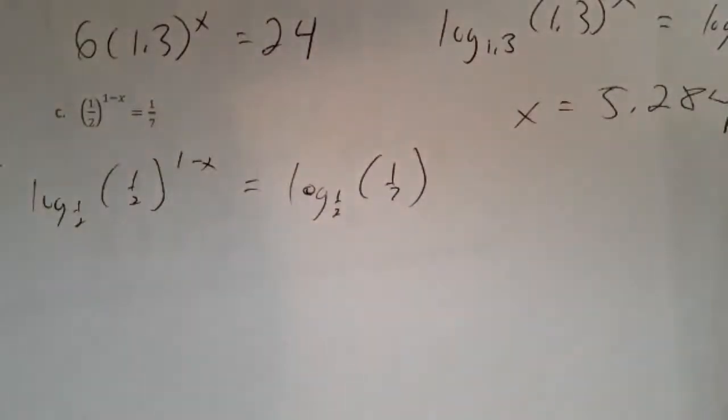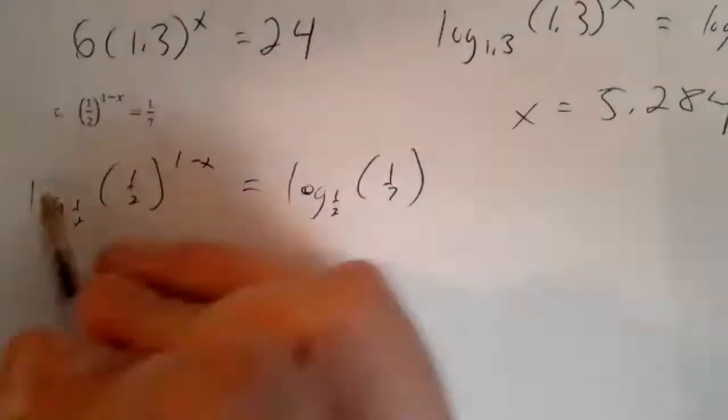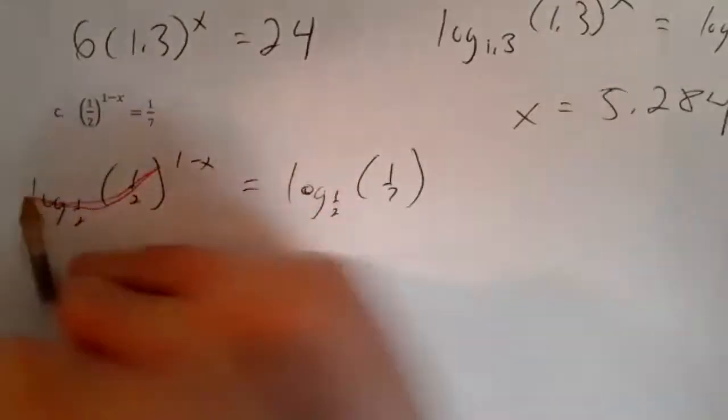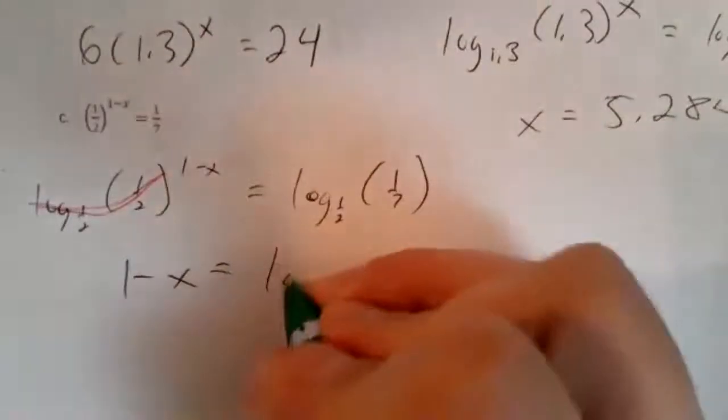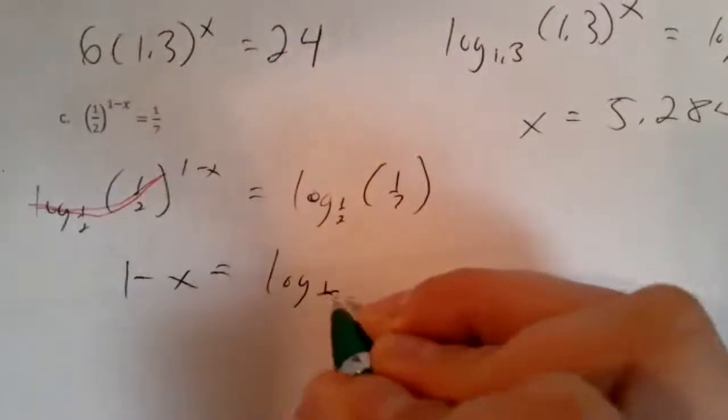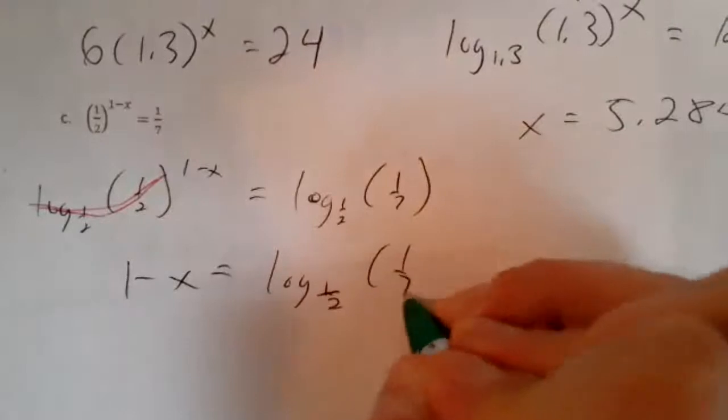This side I did the same thing. So these two things sort of cancel out, and I'm going to be left with 1 minus x on this side. This is equal to this crazy thing, log base 1/2 of 1/7.